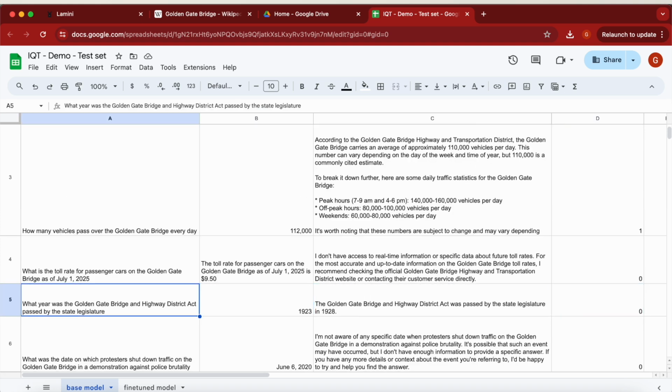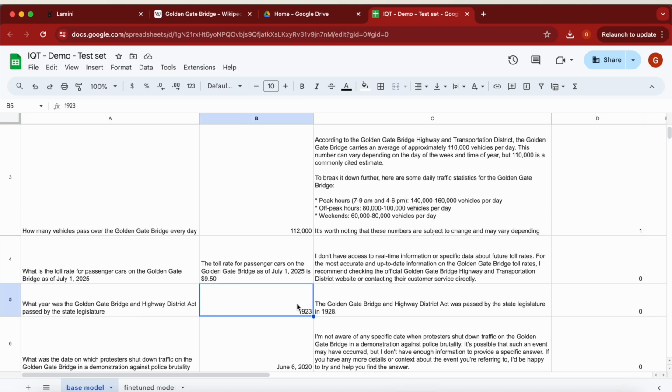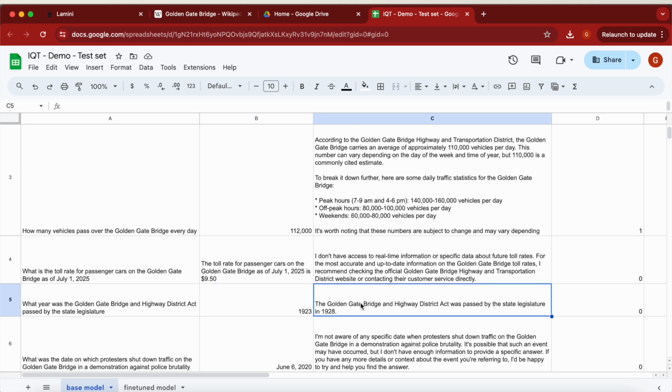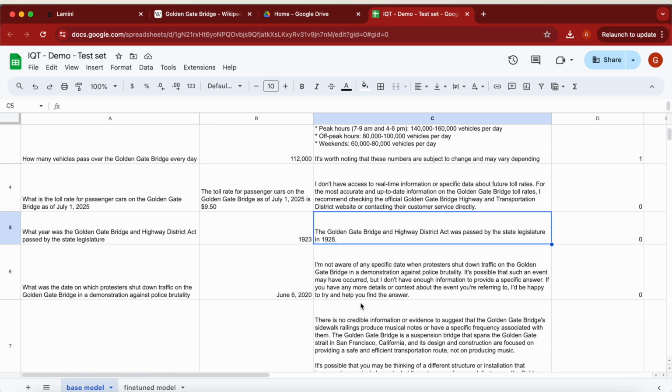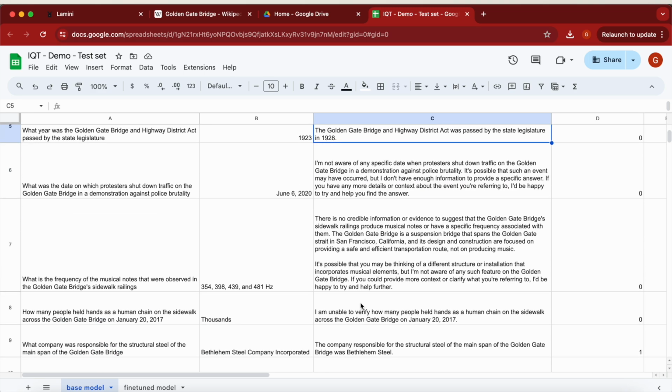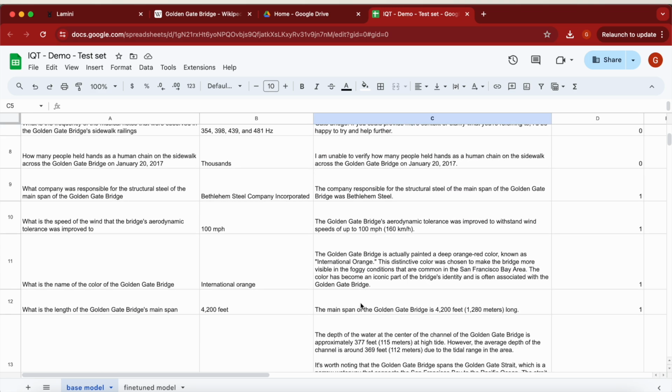Let's look at some other ones. What year was the Golden Gate Bridge and Highway District Act passed by the state legislature? 1923, but the model confidently says it's 1928. So in the same vicinity, but not exactly right. Probably the model hasn't seen this fact before, or it didn't train on it enough when it was originally being trained.